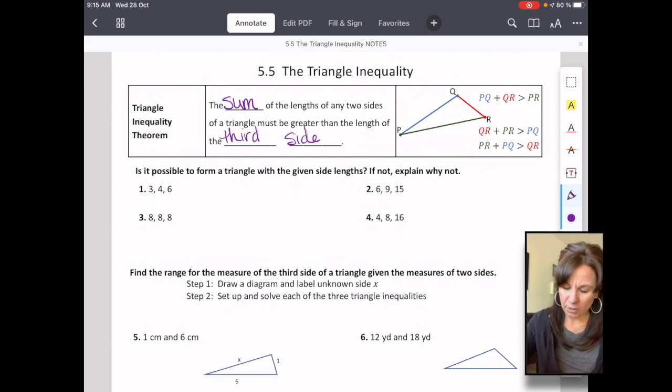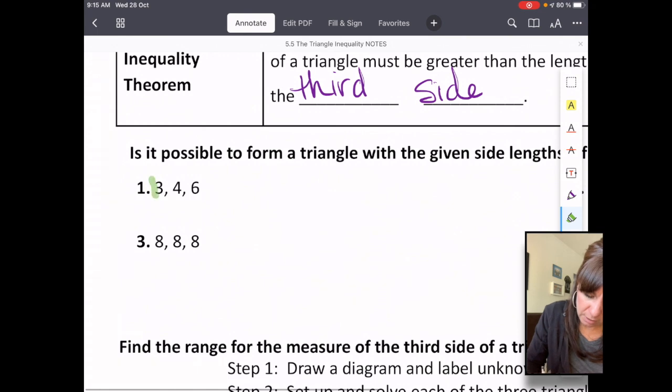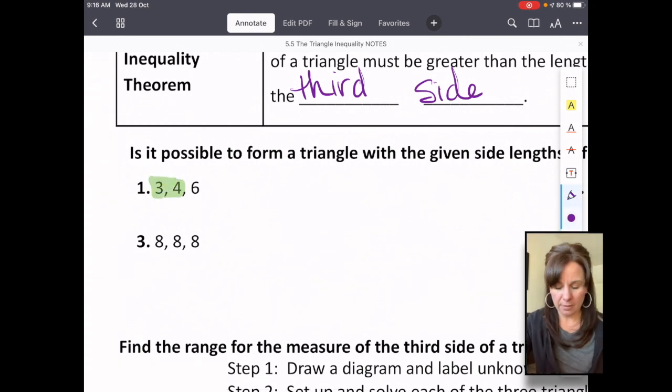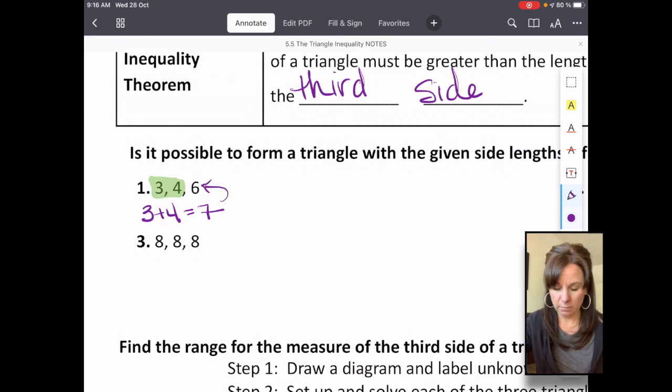That's what that means. So our first couple questions are asking, is it possible to form a triangle with the given side lengths? If not, explain why not. So what we're going to do is, let me zoom in. We're going to look at the two smaller sides, add them together. So 3 plus 4 equals 7. Is 7 greater than the third side? Yeah, okay. That one will work.